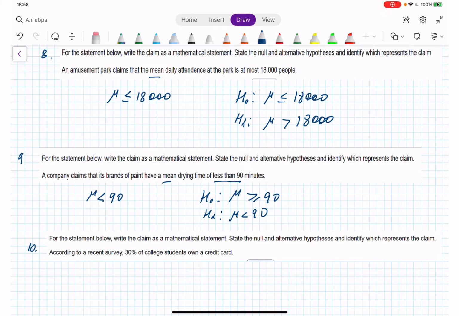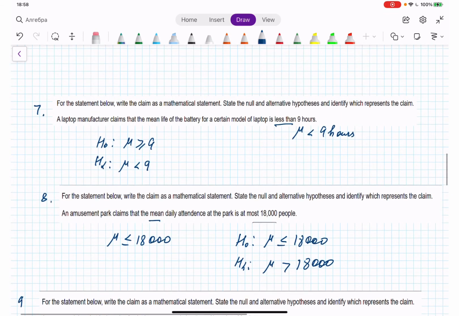One second, I think I missed something. Yeah, I think I didn't answer a couple more questions there. Let me go back from number 7. I'm sorry, I didn't pay attention. Let me go back to number 7. For the statement below, write the claim.